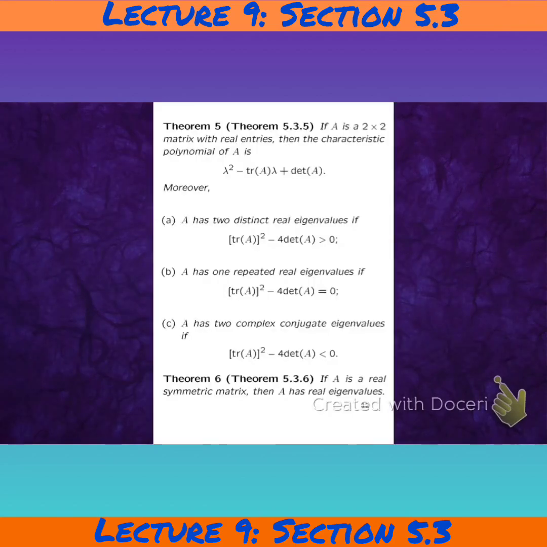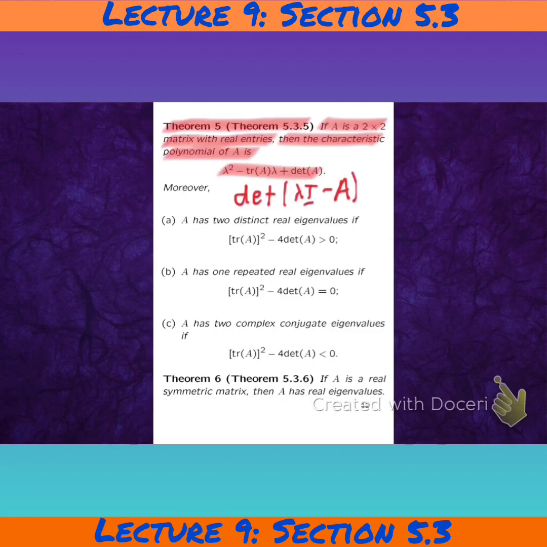Right, so theorem 5, I refer you guys to the textbook for the proof. Theorem 5: if A is a 2 by 2 matrix with real entries, then the characteristic polynomial of A is this. And again, the characteristic polynomial, we determine this from the determinant of lambda I minus A, where I is a 2 by 2 identity matrix. We look at the determinant of that. That is a 2 by 2 matrix, and it's easy to find the characteristic equation.